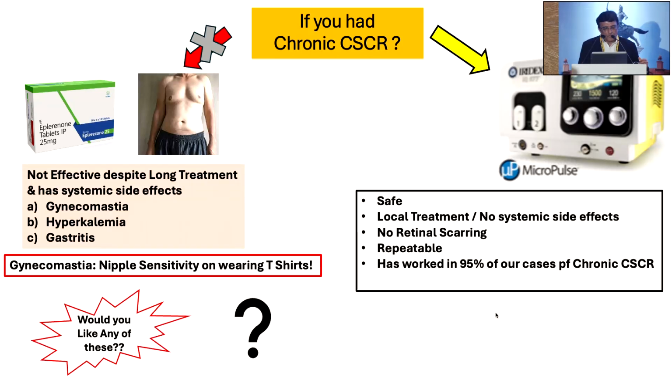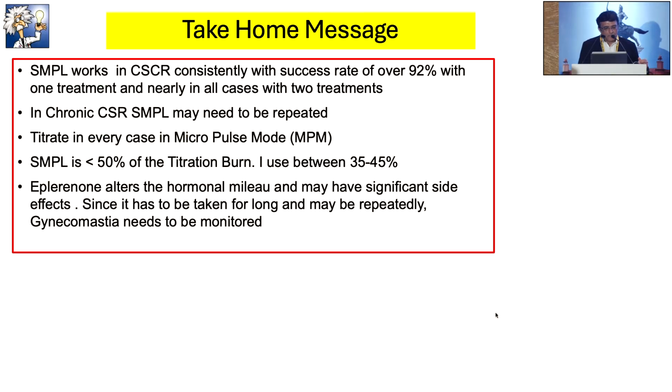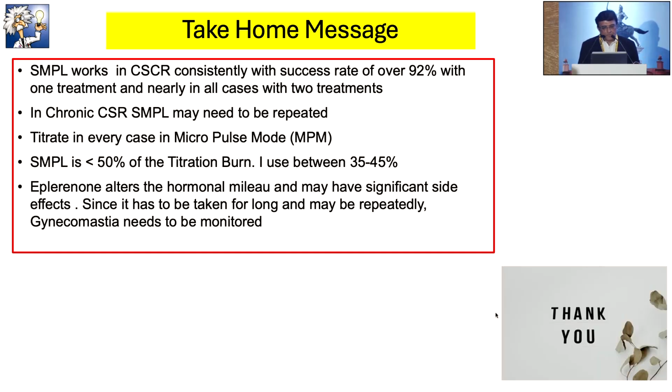So in conclusion, take-home messages: subthreshold micropulse laser works in CSCR consistently. Chronic CSR may need this to be repeated. You must titrate in every case. There is no standard power which is used in all cases. I titrate after doing a test burn, and I bring it down to about 35 to 45%. And apnea can be used in certain cases, but micropulse laser does give you good results.